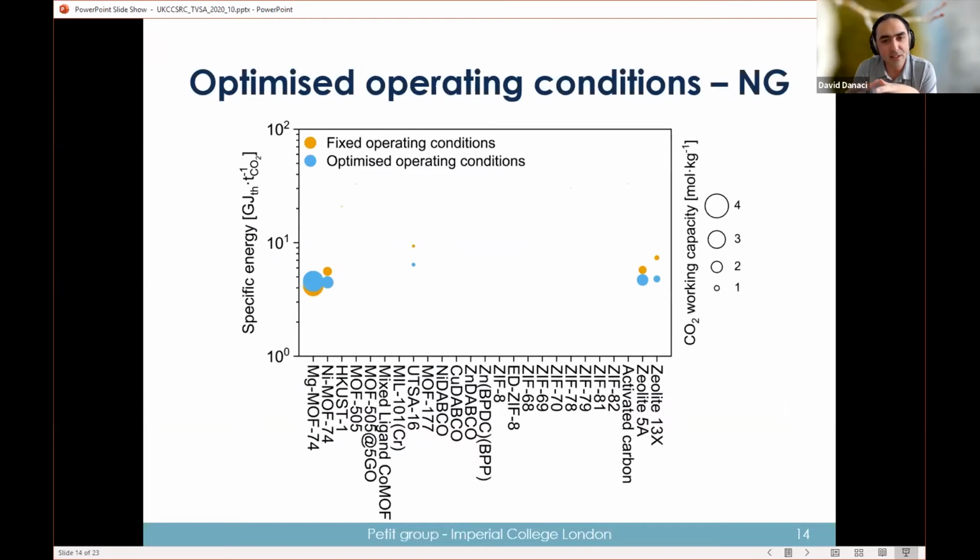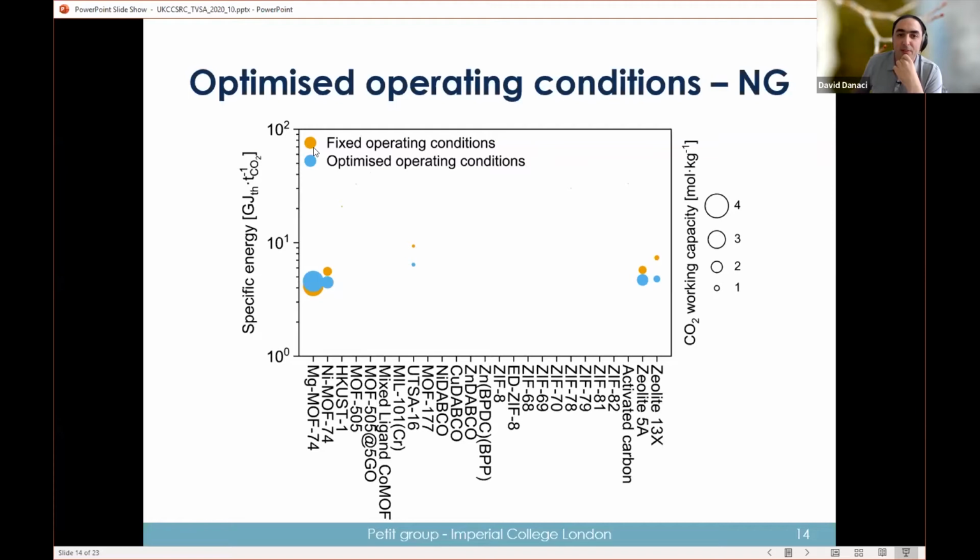So we ran this for the 25 adsorbents for the natural gas case. And actually, many of the adsorbents could not achieve the target with this cycle over that temperature range. And the ones that could were the same 5 that showed the better performance in the last slides.